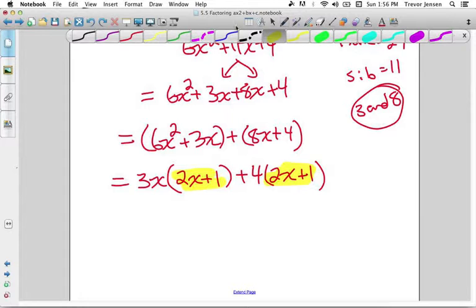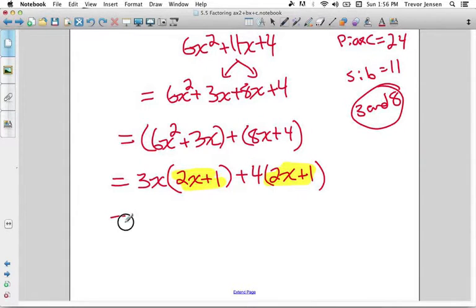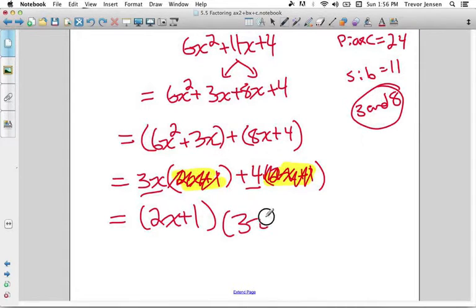So when you have a common binomial, you can factor out that common binomial. So put that out front, 2x plus 1. Now that I've factored that out, all I'm left with is 3x plus 4 for my second factor. And there we go. I have my two factors for the quadratic, 6x squared plus 11x plus 4.